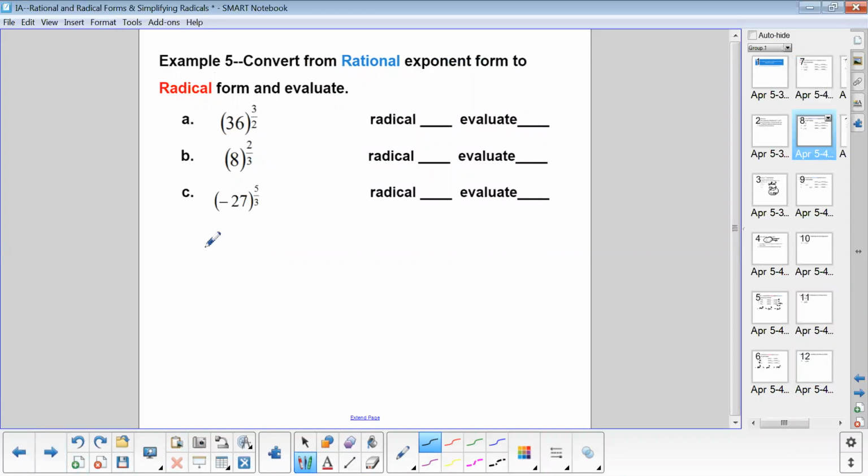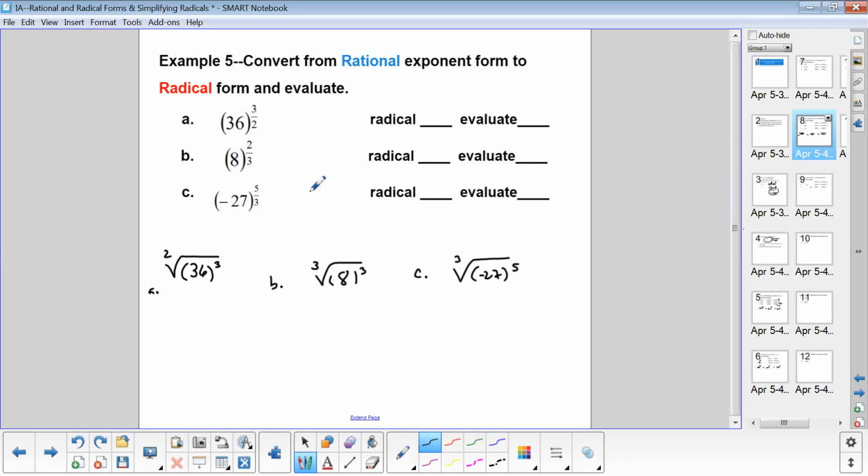And in our example here, we have numbers, for instance, for 36, I am still taking the square root or the second root of 36, and I want to cube the result. Part B, I have 8, and I'm going to take the third root, and I'm going to raise 8 to the 3rd power. And then part C, I'm going to take the third root of negative 27 and raise it to the 5th power. So those would all be the radical form.